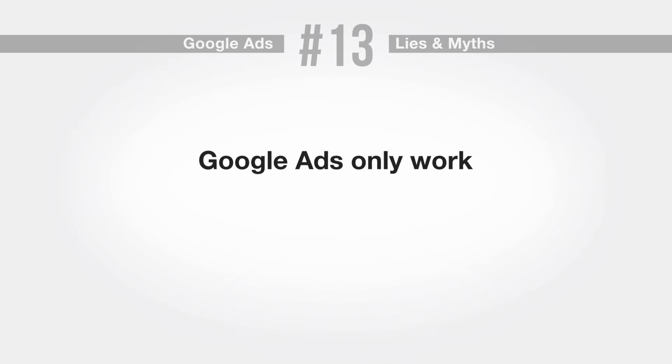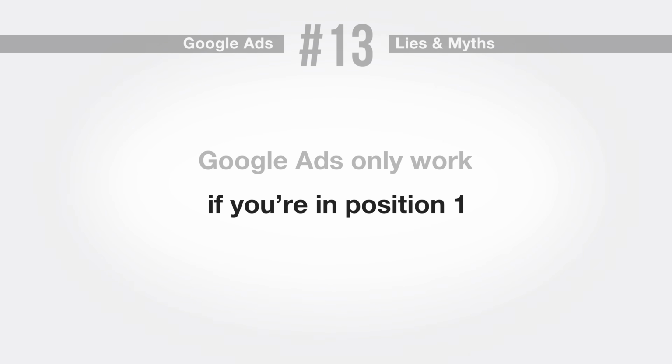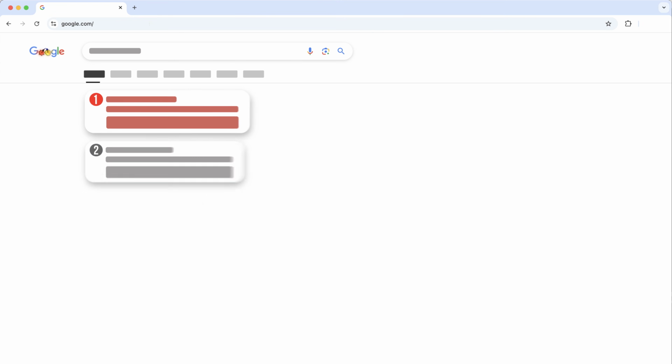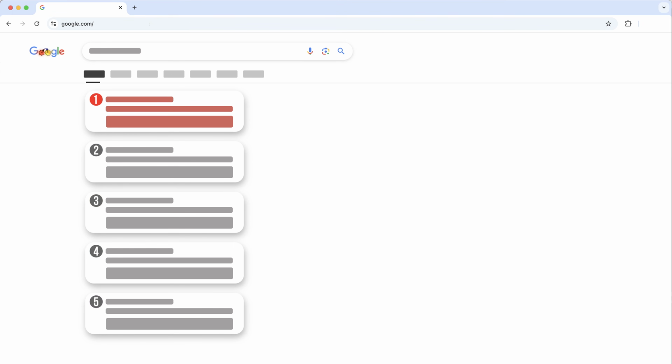Myth 13: Google Ads only work if you're in position 1. Position 1 being right at the top of the page, because there are obviously various positions on a Google search page that you can have a Google ad. When you look at the data, position 1 obviously gets the most clicks, okay? But the idea that you have to be there in order for your campaign to succeed is not true at all.